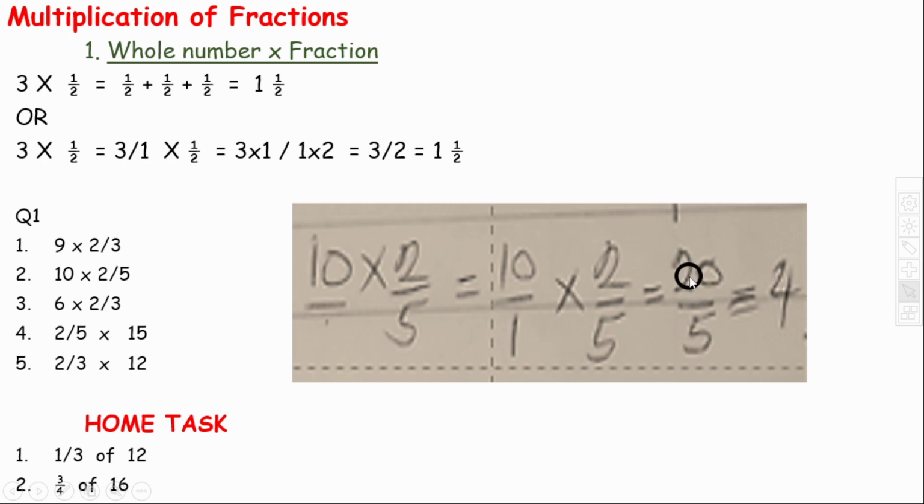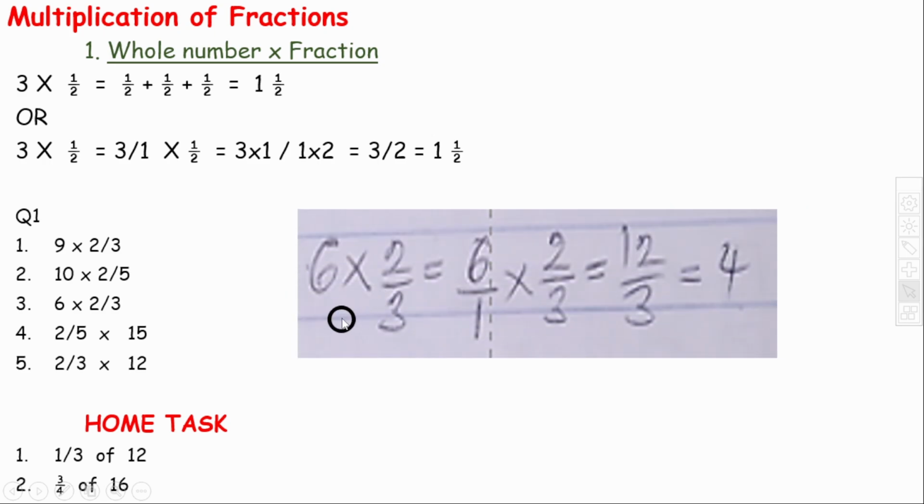So on getting to 20 all over 5, is there a common factor? Is this the simplest form? No, it's not. We have 20 over 5. We have something in common: 5. 5 in 5, 1. 5 in 20, 4. That becomes 4 all over 1, which is the same thing as 4. So now let's go to the next question.